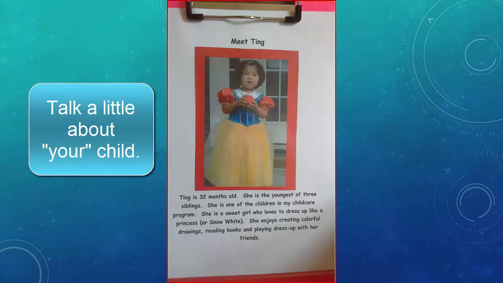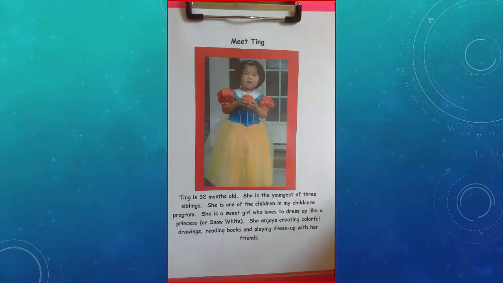Okay, moving on to section 2. Tell a little bit about your child, and I'm saying your child in quotes. Tell their age, their gender, relationship to you. Is the child one of a group in your field placement? And by all means, use pictures, but only with permission. As you can see, this is Ting, and there's a little bit of a description of Ting and who she is in her group of friends in family child care.